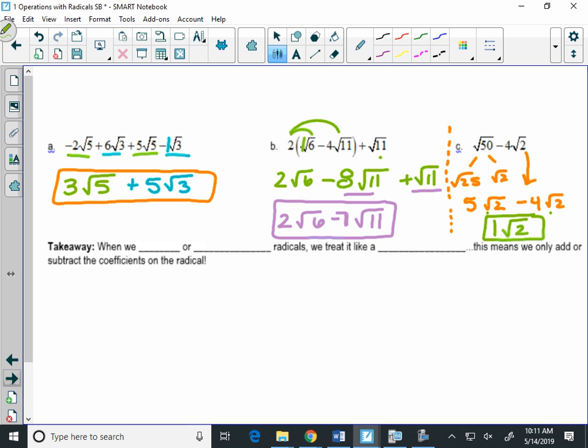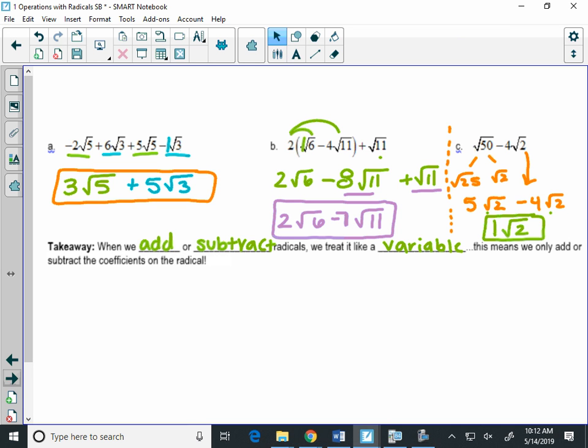So to take away from this, when we add or subtract the radicals, we treat it like a variable. This means we only add or subtract the coefficients on the radical. The radicals don't change, just the numbers out in front. Questions over that.